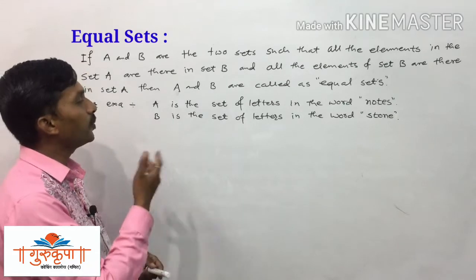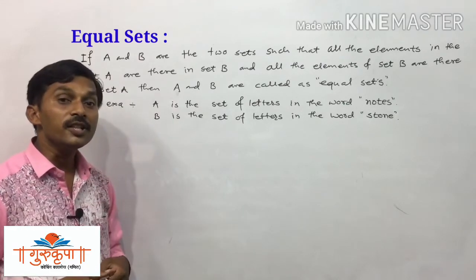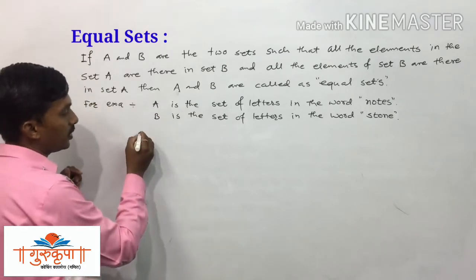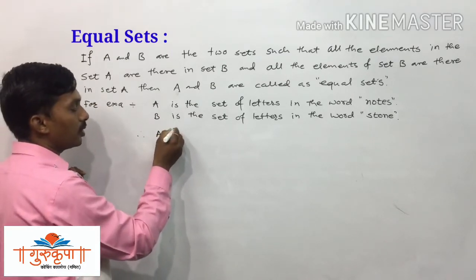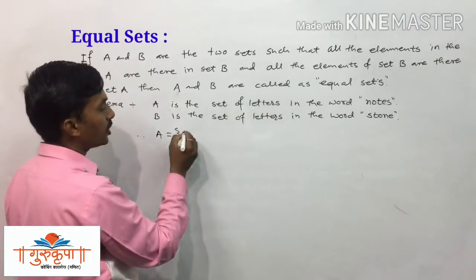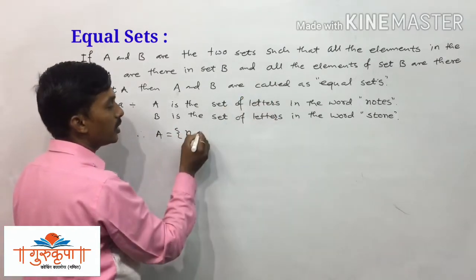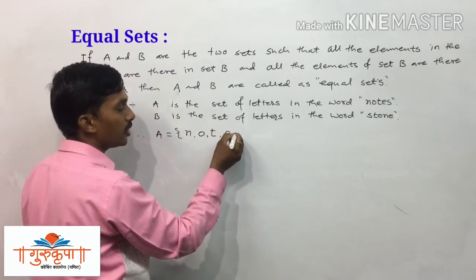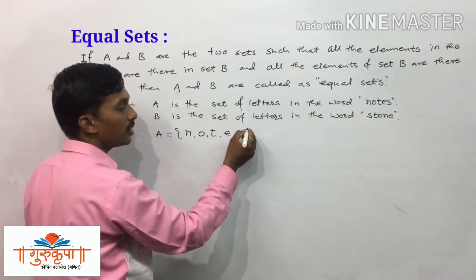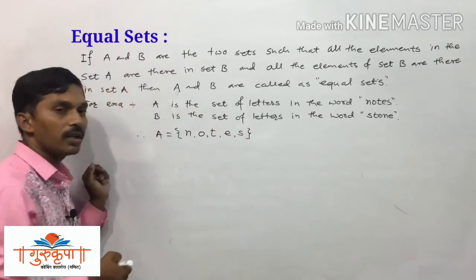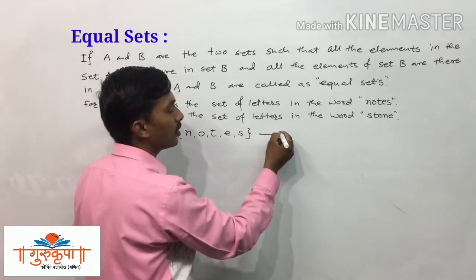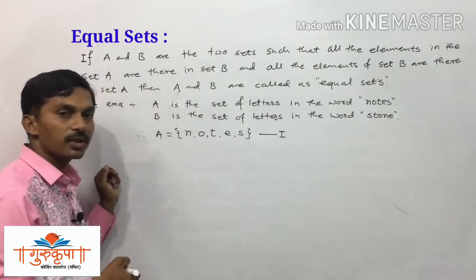So we have to write both the sets using listing method or the roster form. So here we will write A is equal to, in curly brackets, the first letter is N, second letter is O, third letter is T, fourth letter is E, and last one is S. So this is the set A. We will represent it as equation 1.